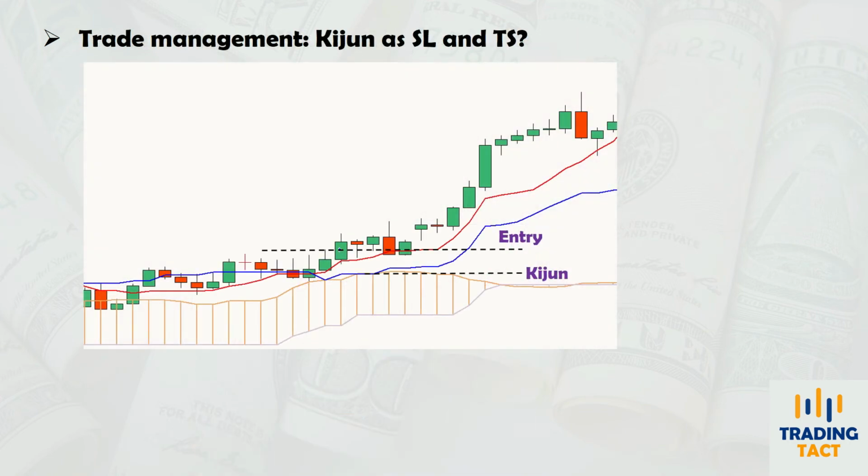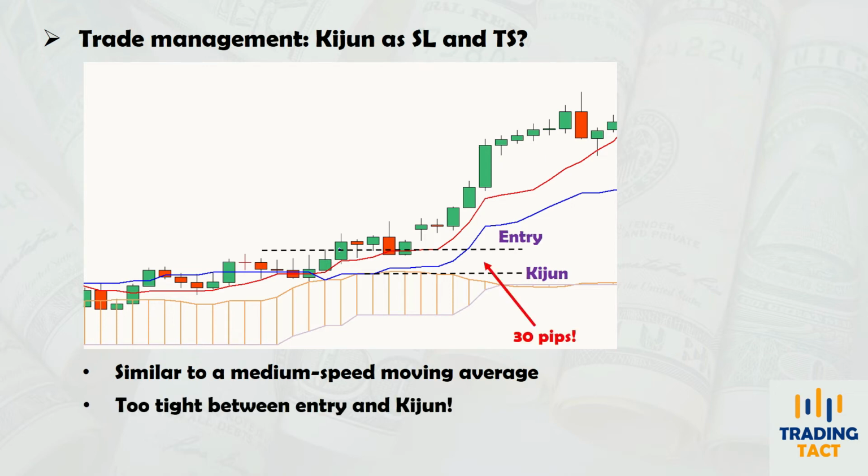Let's talk about trade management. Ichimoku traders often use the Kijun as a stop loss and trailing stop. This is a sensible option and is similar to using a medium speed moving average. Unfortunately, with the entry conditions above, there will often be insufficient breathing space between the entry price and the Kijun. The chart here shows an entry with a 30 pip stop loss distance, which is too small for the 4-hour dollar-yen. Stops that are too tight are usually a recipe for disaster.